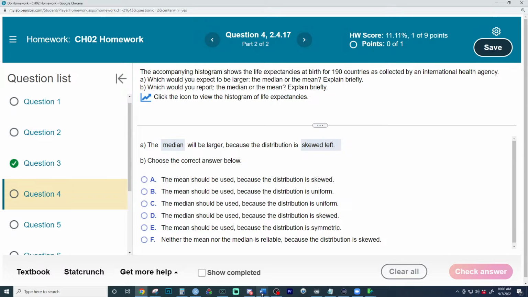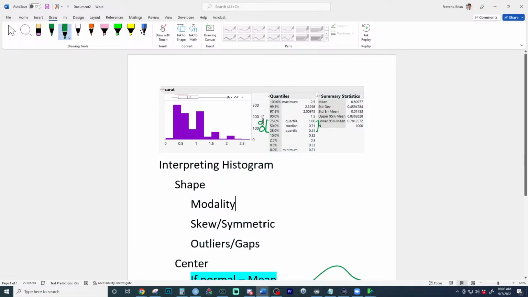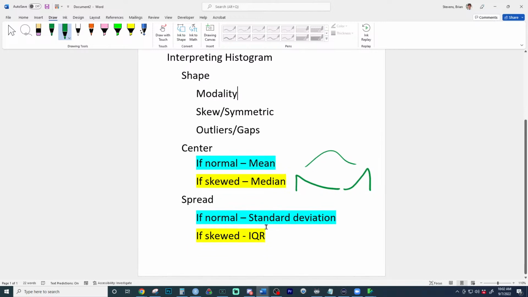Okay, this is great because we were covering this earlier. When data is skewed, what should we use? We just said the data is skewed. We should use what and what? So this is the answer on the screen. If data is skewed, we should use what and what?